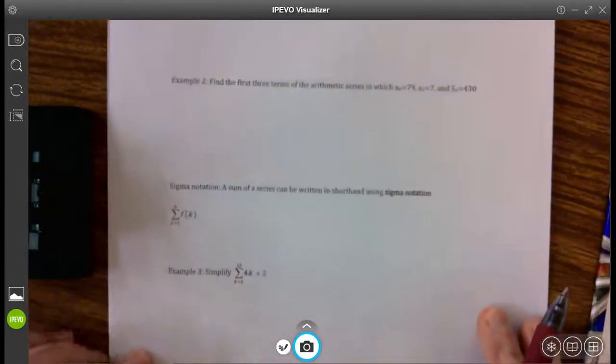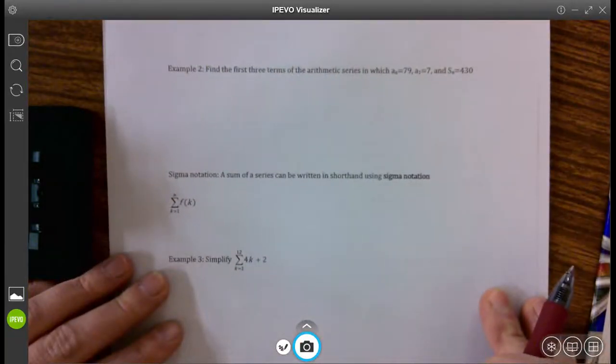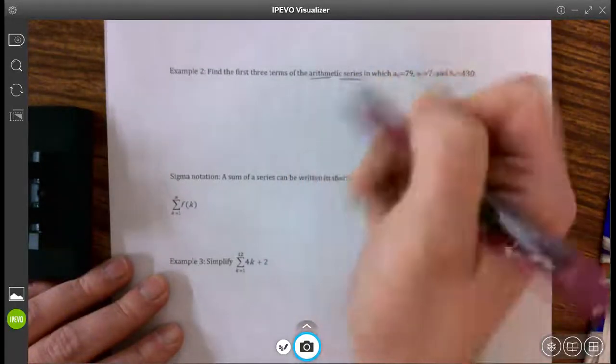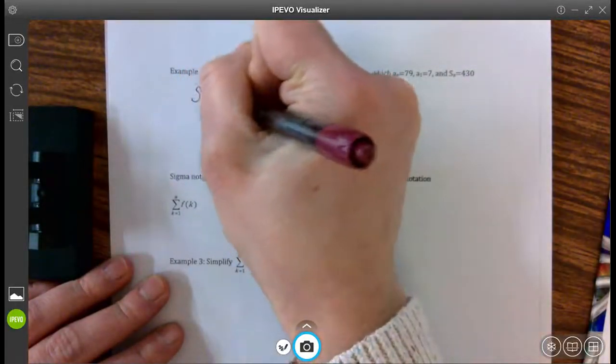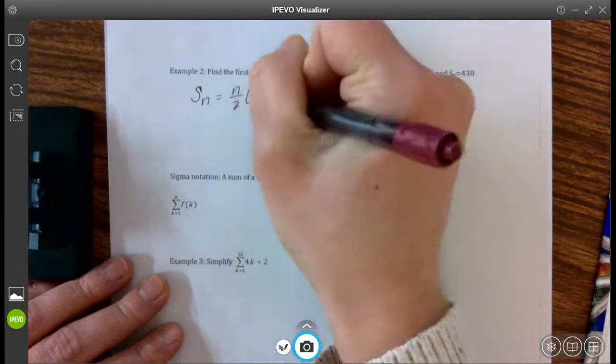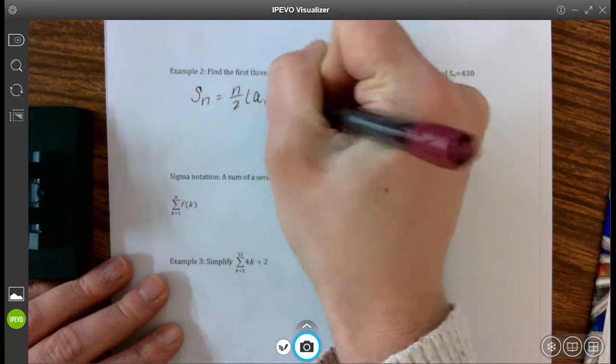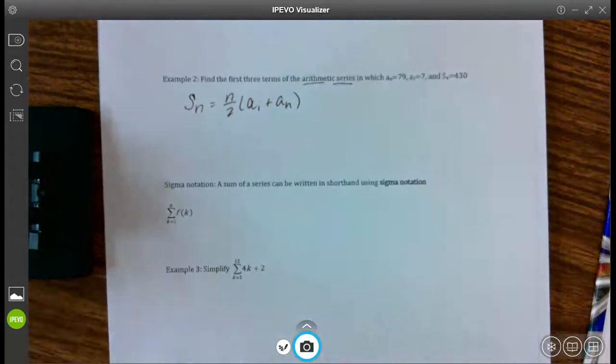Okay, we're just going to do the back page. It says find the first 3 terms of an arithmetic series. So they said arithmetic series. Series is when you add up arithmetic sequences. So I know I'm going to use this formula. You can write A1 or T1. It doesn't matter. I go back and forth.